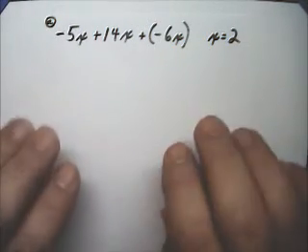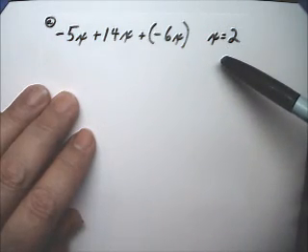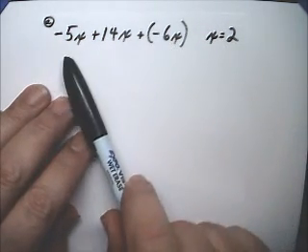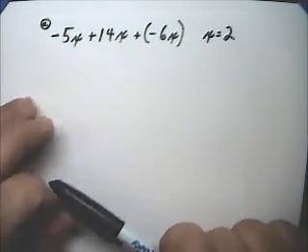Hello, this is Operations with Integers, using rules to add integers, example 5. And here we have this expression, and we're told that x equals 2, and we have to evaluate it.